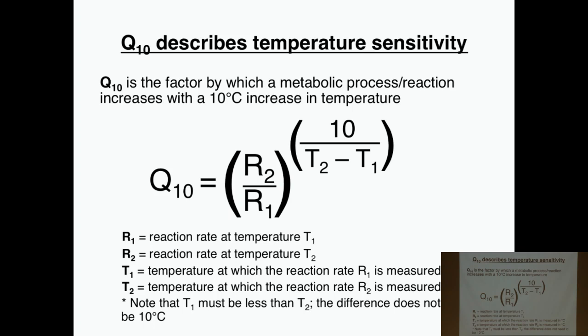I realized I meant to write this on the board. So Q10 equals R2 divided by R1, to the power of 10 divided by T2 minus T1. A key thing to keep in mind is that anytime you're doing one of these calculations, R2 and T2 have to be the higher temperature.